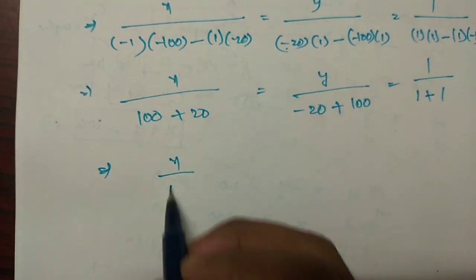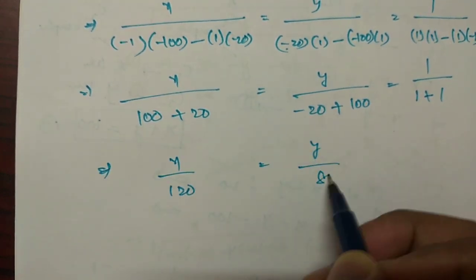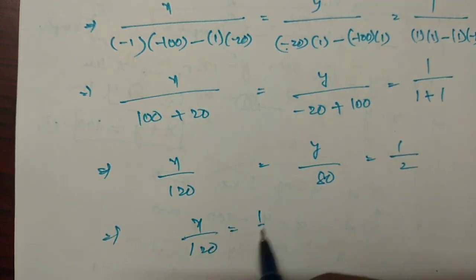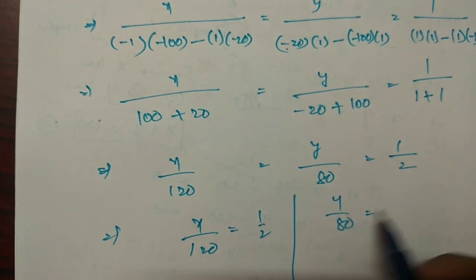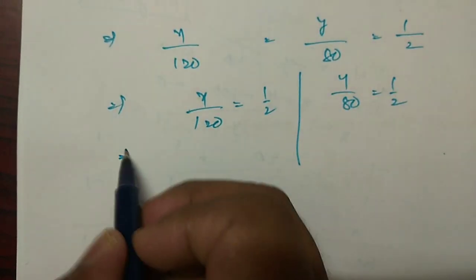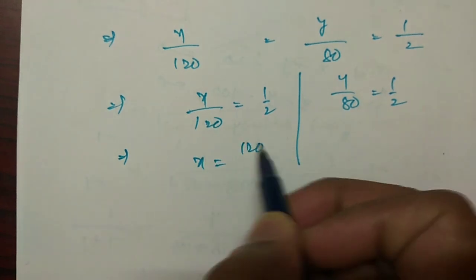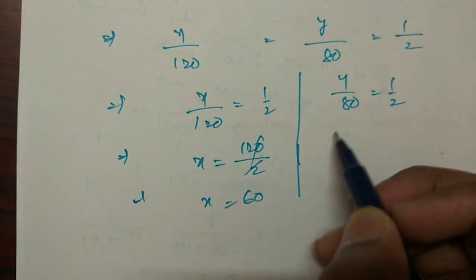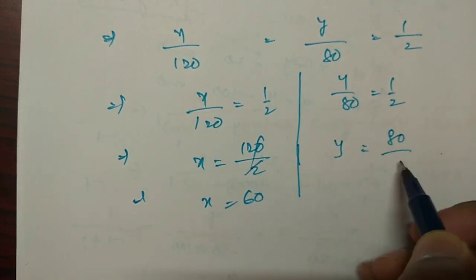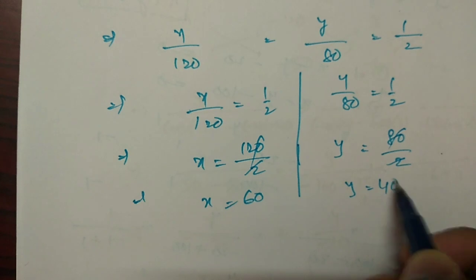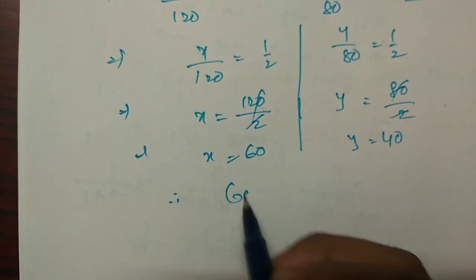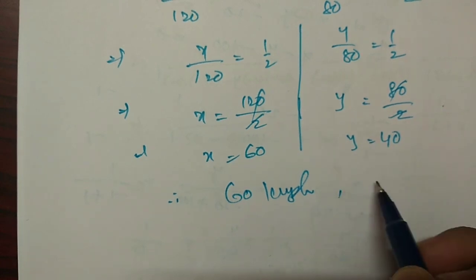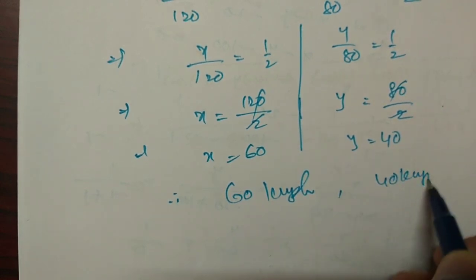So this is x by 120 equal to y by 80 equal to 1 by 2. That implies x by 120 equal to 1 by 2 and y by 80 equal to 1 by 2. That implies, x only we need. So 120 transpose this side. So x equal to 60 and y equal to 80 by 2. So y equal to 40. So the speed of the first car would be 60 kilometers per hour and the speed of the second car is 40 kilometers per hour.